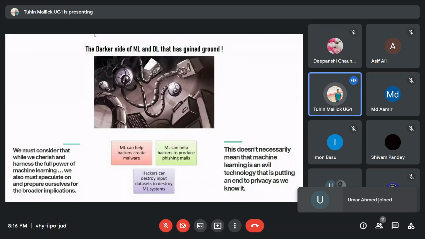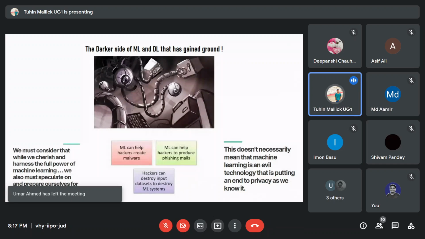So before ending this topic, I will also briefly discuss the darker side of machine learning that we should be aware of and concerned about. You can see this quite scary picture, that someday, with the help of machine learning, robots could take over and kill us. But that is not feasible as of now.